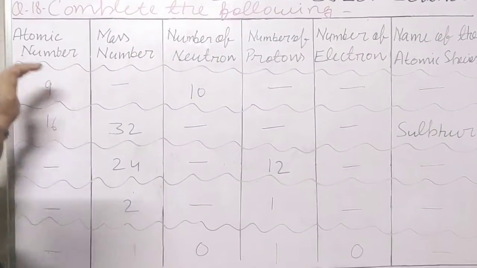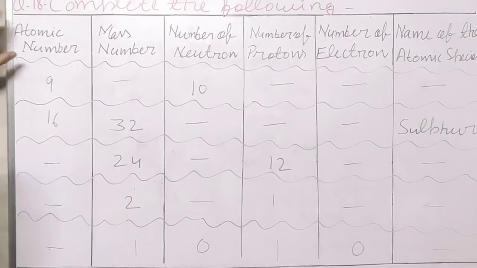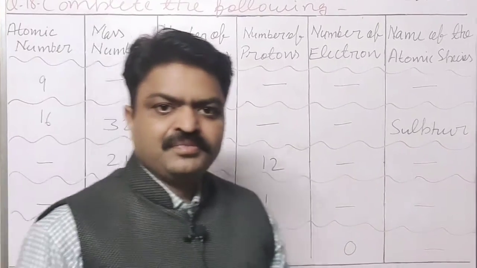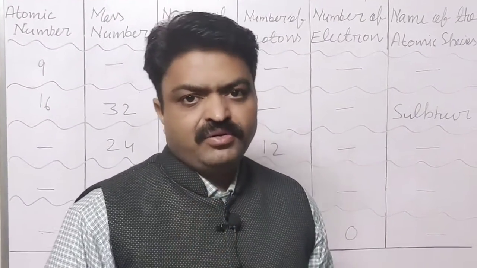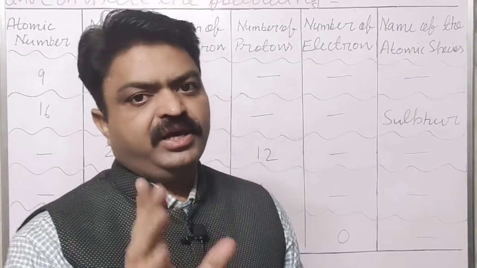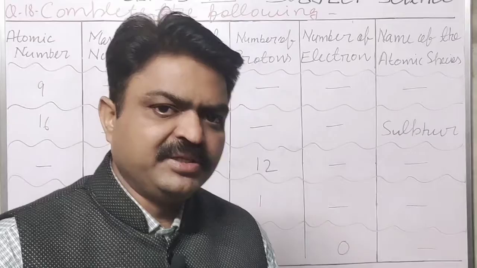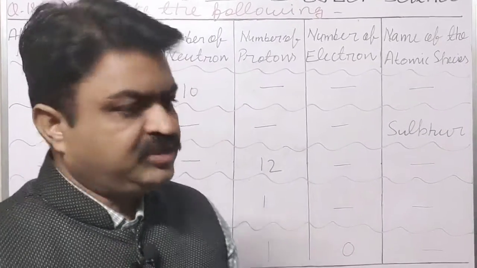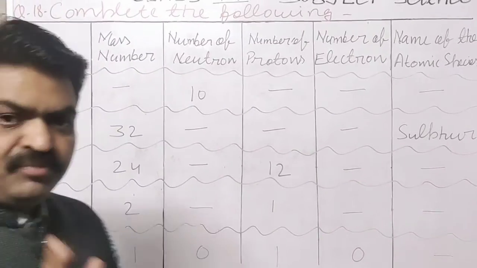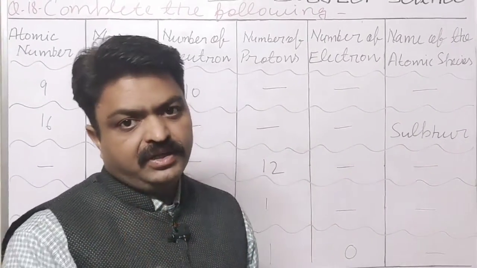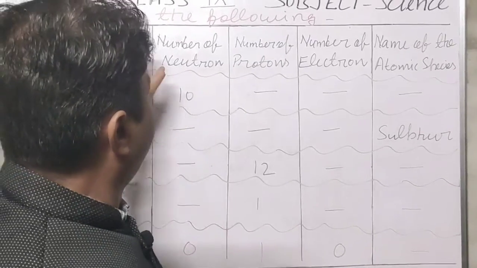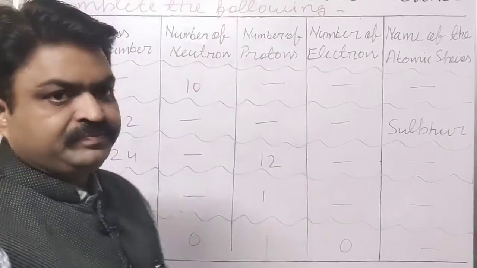First we will try to understand what the atomic number and mass number are. So what is atomic number, students? The number of protons present in the nucleus of an atom is known as the atomic number, and it is represented by small z. What is mass number, students? The sum of the number of protons and neutrons is known as mass number. What is the number of neutrons?